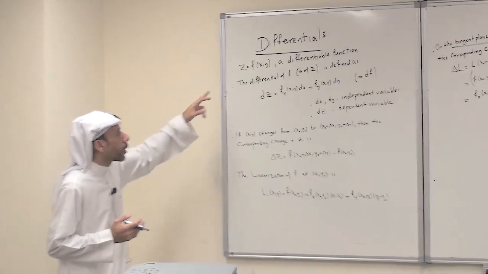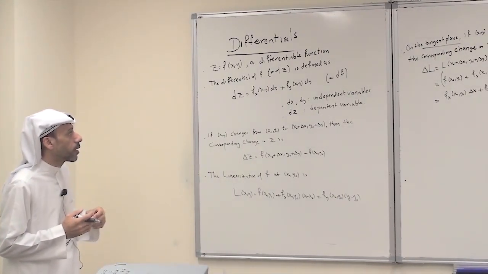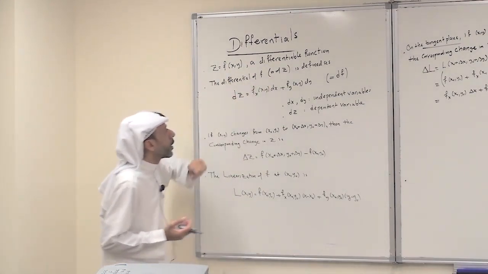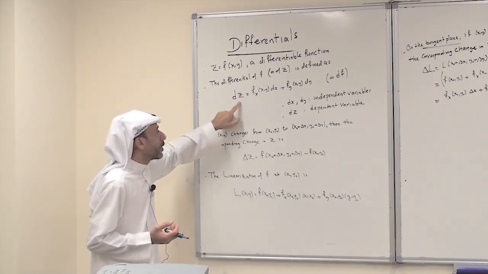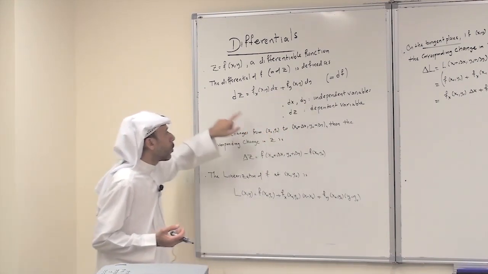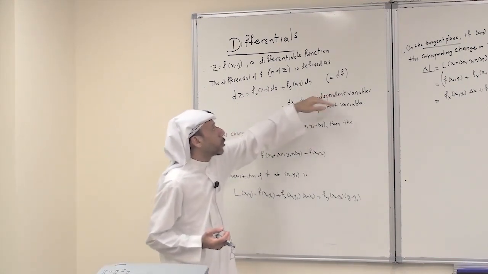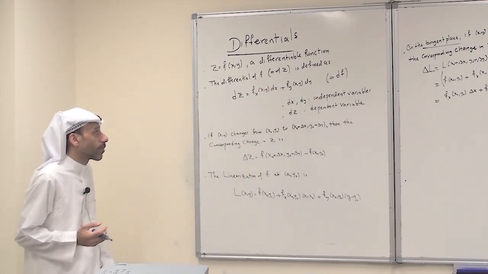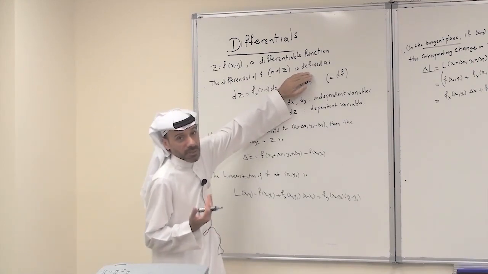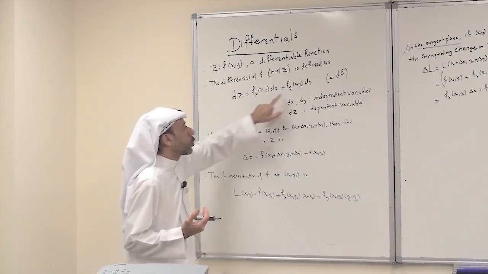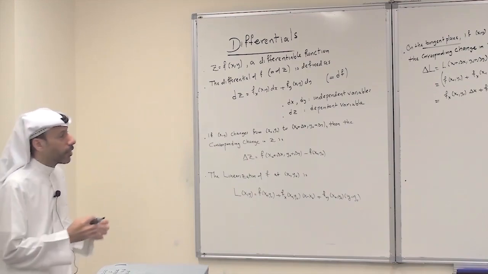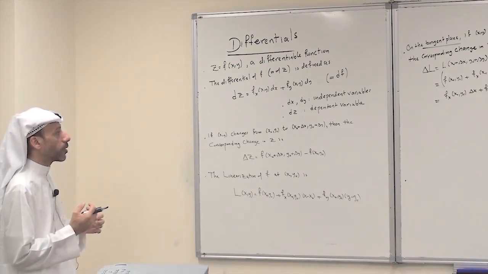So let z equals f of x, y be a differentiable function. By definition, the differential of f, or of z, is defined as dz equals f sub x dx plus f sub y dy. We write dz or df, the differential of f or of z. For functions of one variable, we have only one part, f prime dx. For functions of two variables, you have the two types of derivatives, f sub x and f sub y. So this is the definition of the differential of a function of two variables.